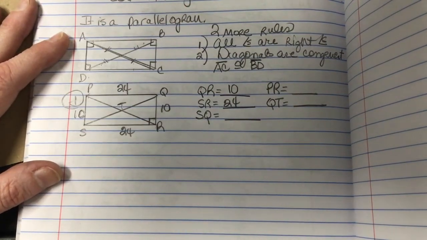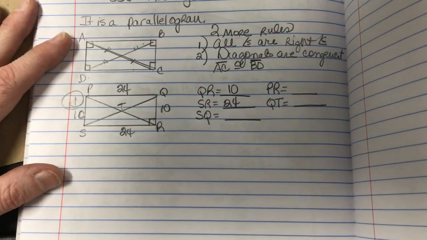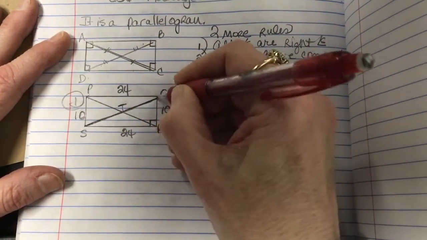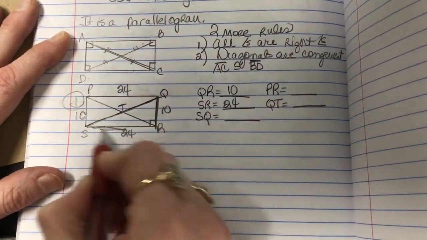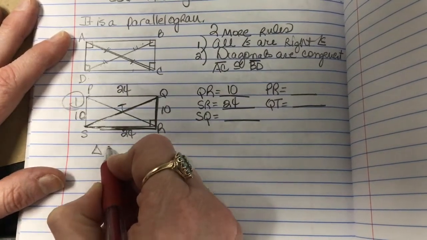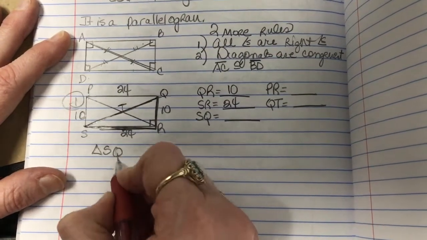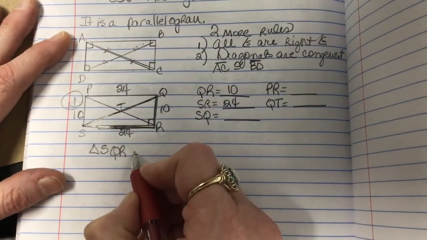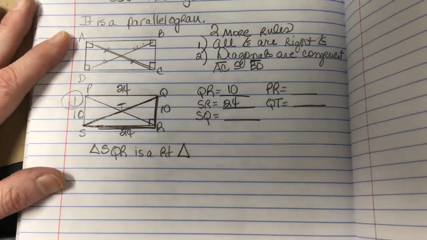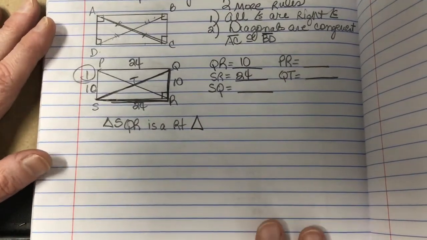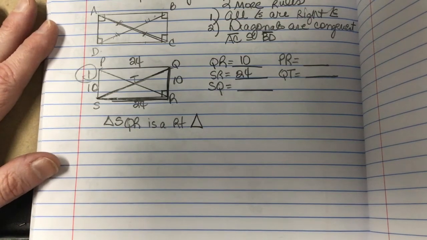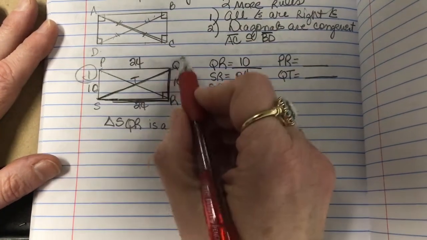SQ, now, we didn't get color pencils out. That's okay, we don't have to. I want you to take your pencil and just make this triangle right here a little darker for me. I'm going to call it triangle SQR. And my question is, can I say that triangle SQR is a right triangle? Why can I say that? Because it's a triangle. Does it have a right angle in it? Yes. I need to find SQ.